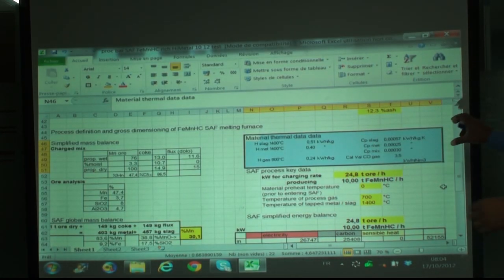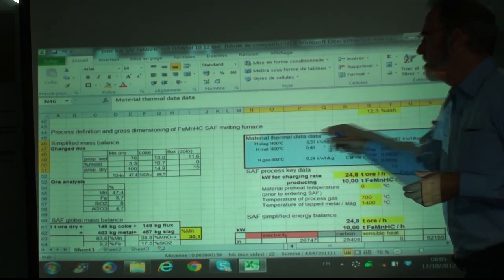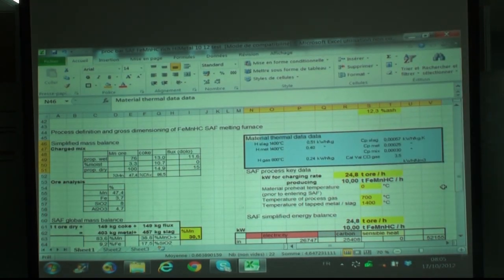These data are correct, I think, for ferromanganese, but for slag, I don't know the difference between poor slag and rich slag, which has more or less MnO. I don't know the difference. Of course, it makes sense to look for the best figures, but you must find them.